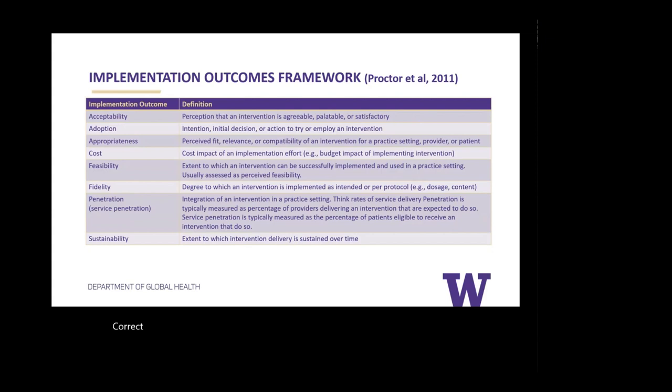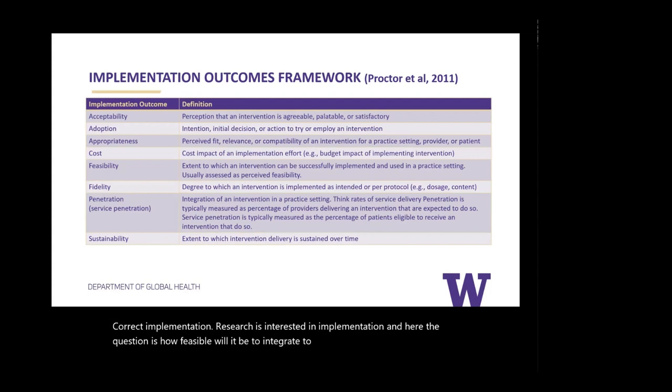Correct. Implementation research is interested in implementation, and here the question is how feasible it will be to introduce or integrate this particular intervention into routine practice, into a particular health setting, school setting, or mental health delivery setting. So intervention feasibility is usually about feasibility of intervention delivery in implementation research. Feasibility of intervention receipt is a different kind of question, although sometimes we're interested in how feasible it would be for a patient to receive or get access to an intervention. But often we want to know ahead of time, or in the context of a study, how feasible it is for the clinicians in a particular setting to actually deliver that intervention and integrate it into their routine practice. Thank you.